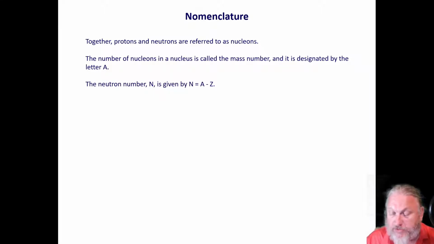Now, protons and neutrons together are called the nucleons. New vocabulary for you. Why are they called the nucleons? They found them in the nucleus, right? So it makes sense. The number of nucleons in the nucleus is called the mass number, the atomic mass number. And we're talking about one atom, not several, just one atom. Its mass number is designated by the letter A. A is for the atomic mass number.